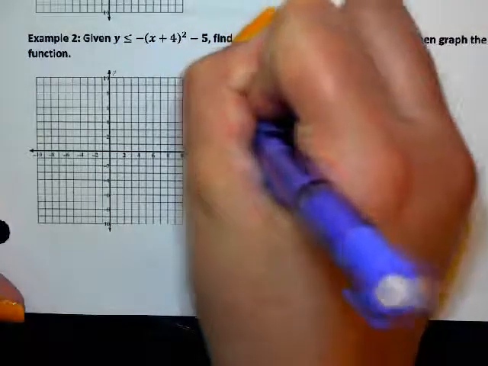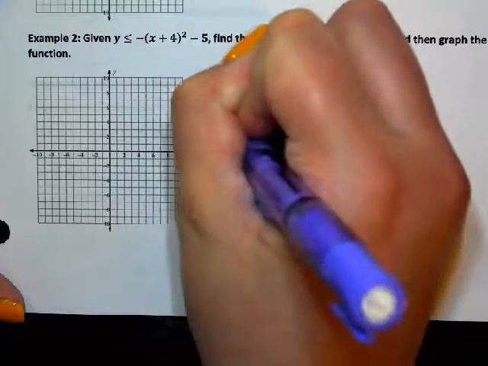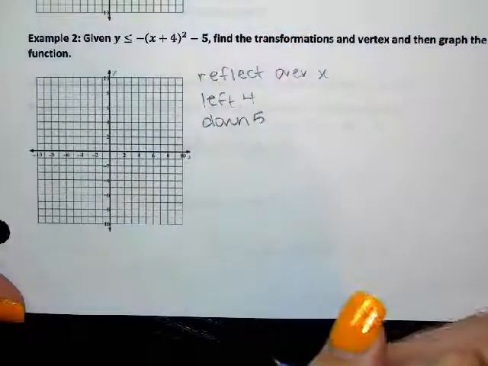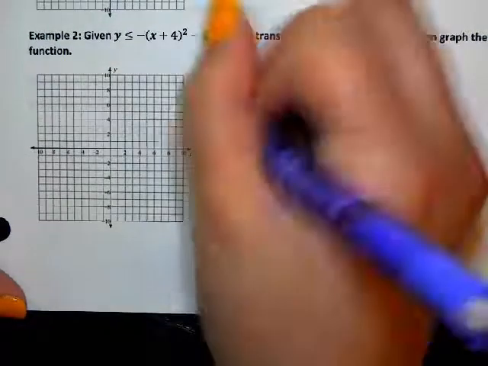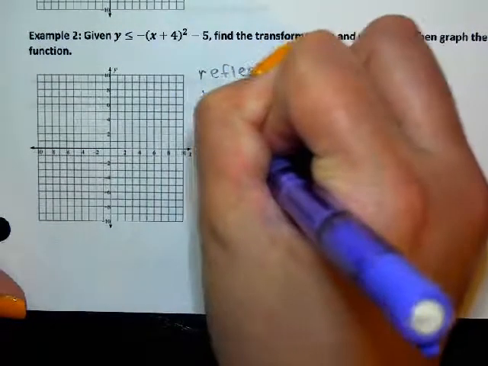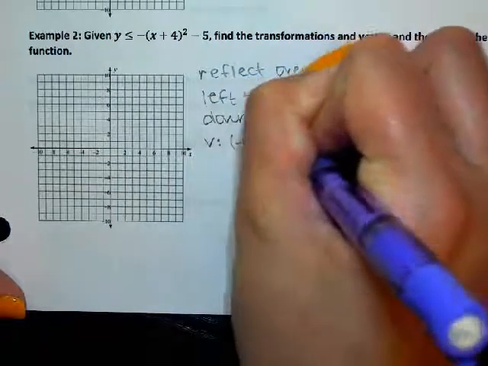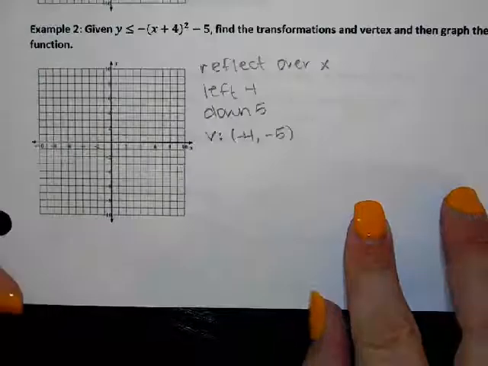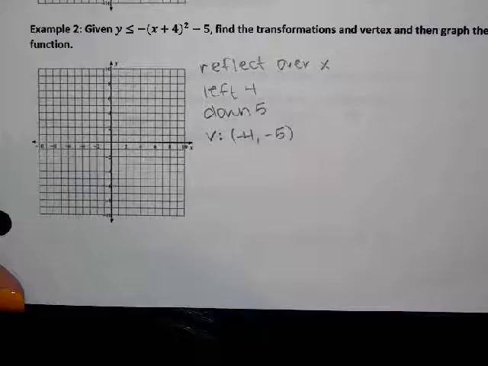Left 4, down 5. All right, what's the vertex? Marvelous. Okay. All right, what are the points that we're going to use to graph this little guy?